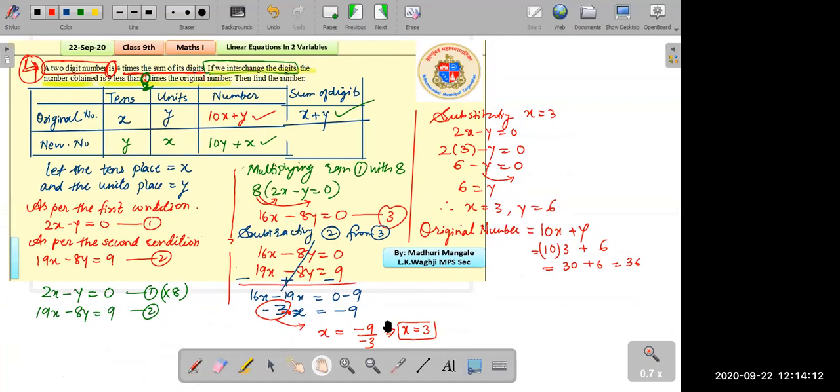And the conclusion is to be written in the question format. That is 10x plus y over here. The original number was 36, like that.